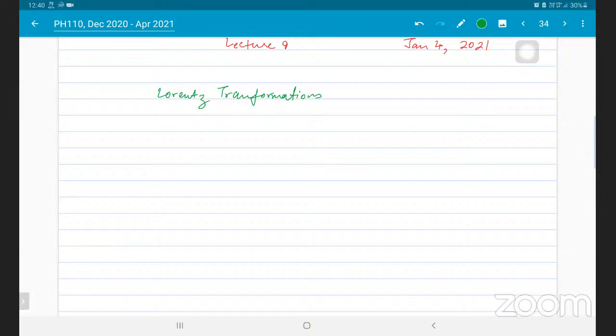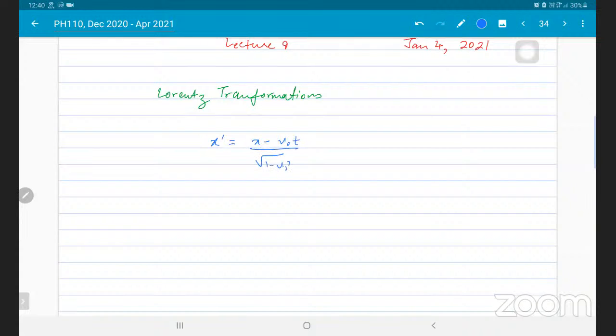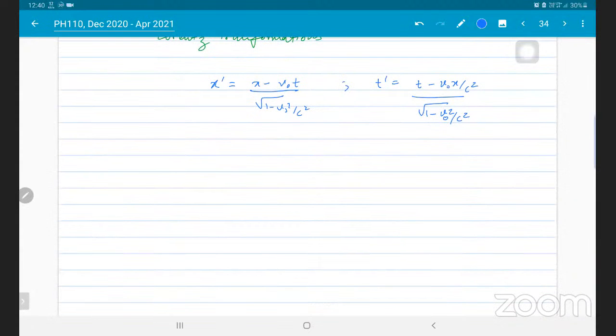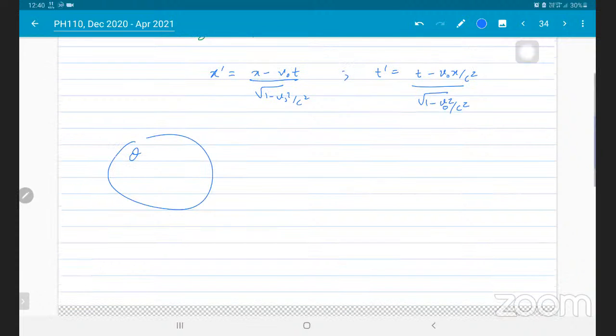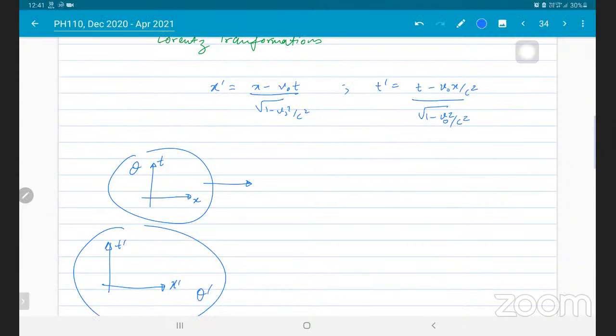But the end point is that you have this, so let's write that down again. x prime is equal to gamma times (x minus v naught t), t prime is equal to gamma times (t minus v naught x over c squared), right, where you have some frame of reference O, which has some coordinates x and t, and you have some frame of reference O prime, which has some coordinates x prime and t prime, and for the sense of this equation, O is moving with respect to O prime with some velocity v naught in the positive x direction, right?